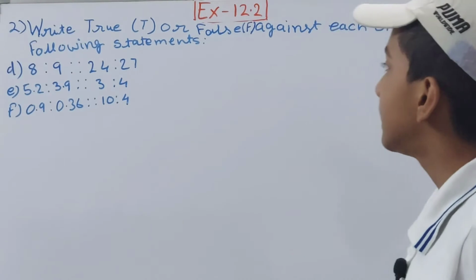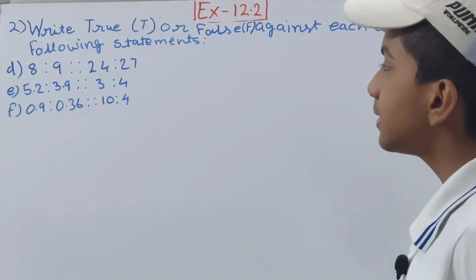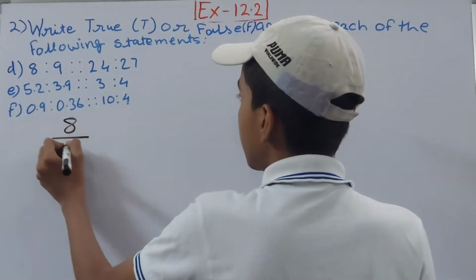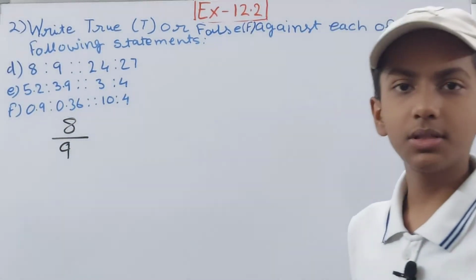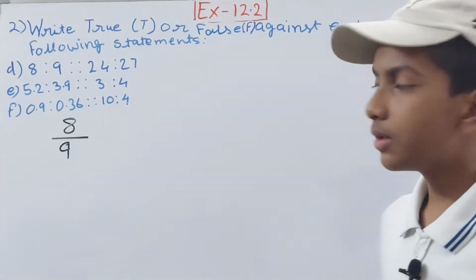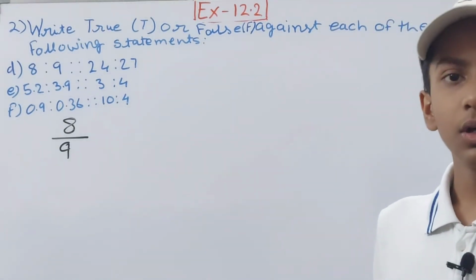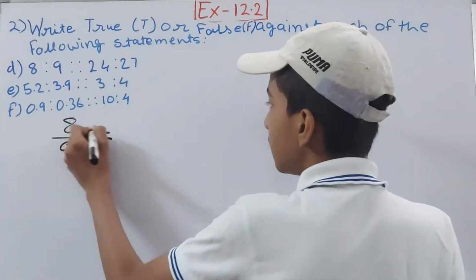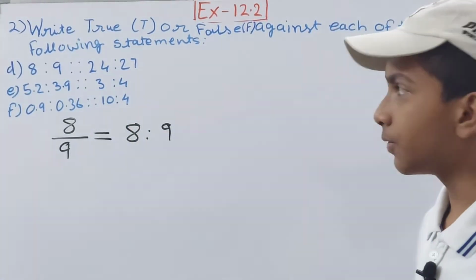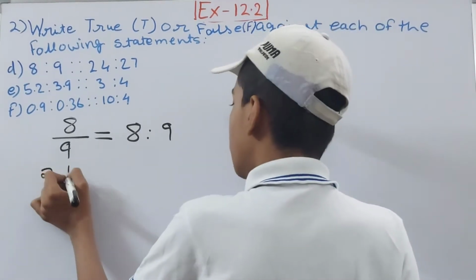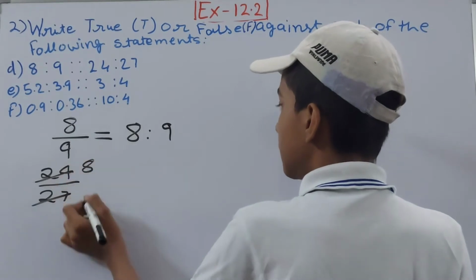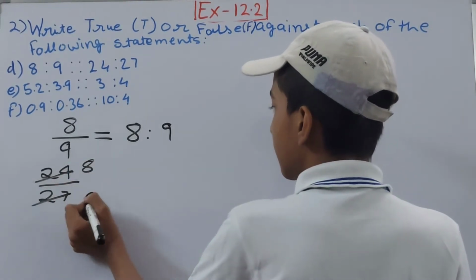This is the D part. This is 8 is to 9 as 24 is to 27. First of all, 8 upon 9. You can see two consecutive numbers, so we cannot simplify them. They will not have any common factors. These types of numbers are generally called co-prime numbers. So you can simply write it as 8 is to 9 because we cannot simplify it. It is in the simplest form. Then you have 24 upon 27. By 3 both of these will be divisible. This will be 8 and this will be 9.